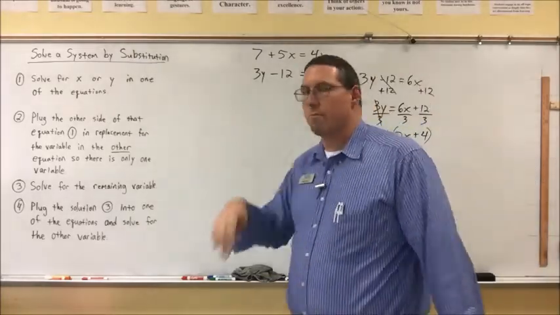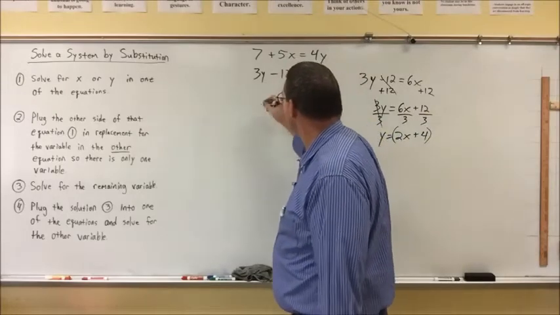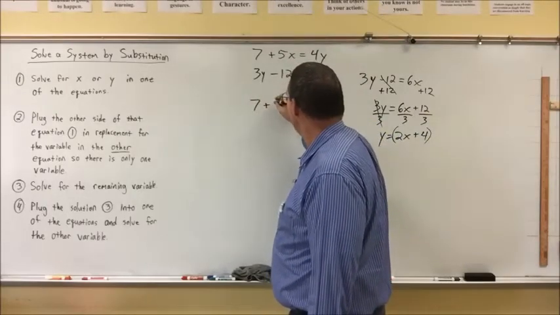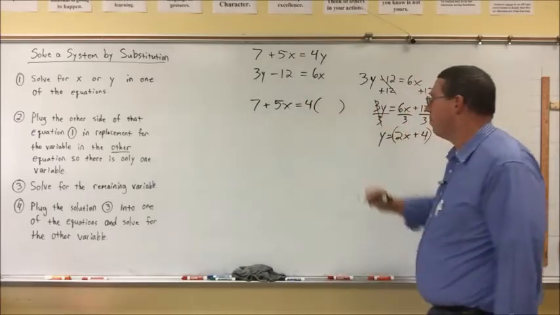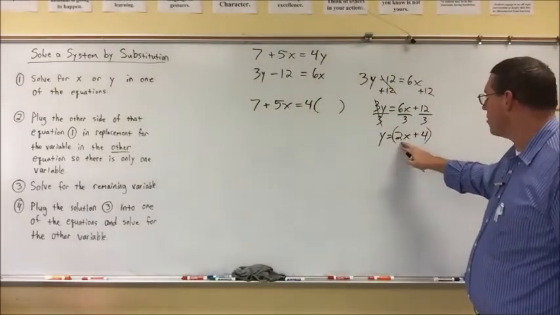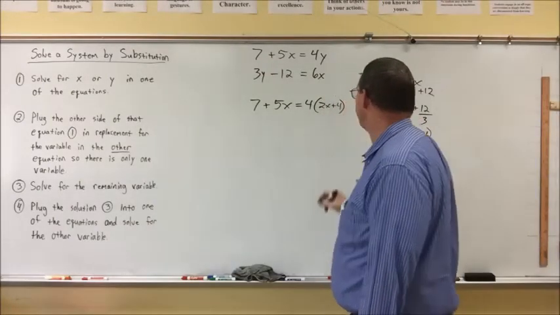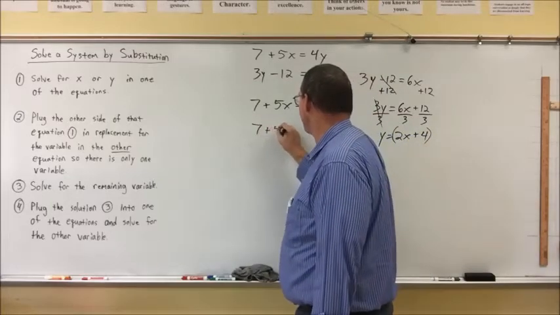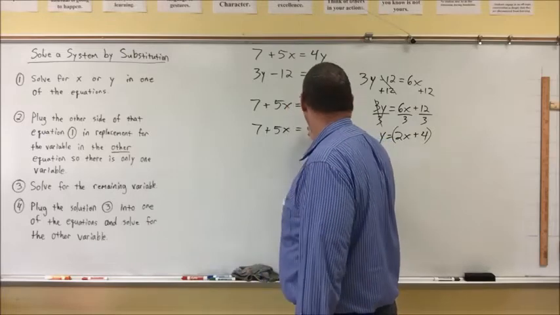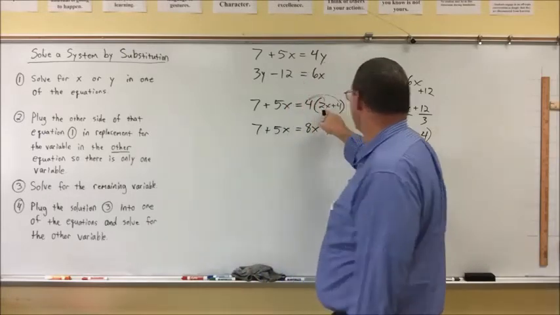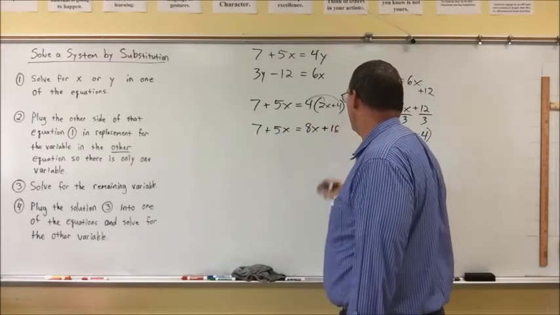I can plug 2x plus 4 in for y in the other equation. So if I bring down 7 plus 5x is equal to 4 times y, but instead of putting a y, I'm going to put what y is equal to, which is 2x plus 4. So I'll put a 2x plus 4 here. So I have 7 plus 5x is equal to 4 times 2x, 4 times 4. 4 times 2x is 8x. 4 times 4 is 16.